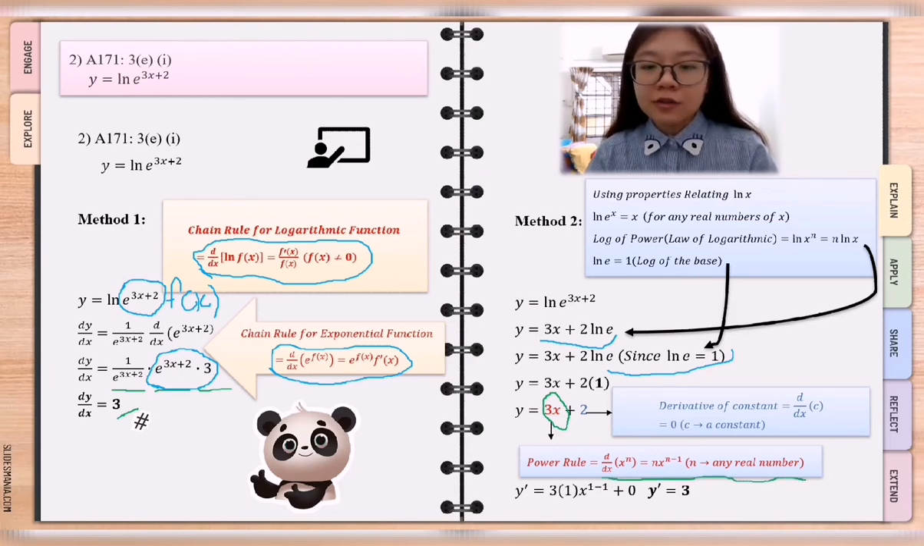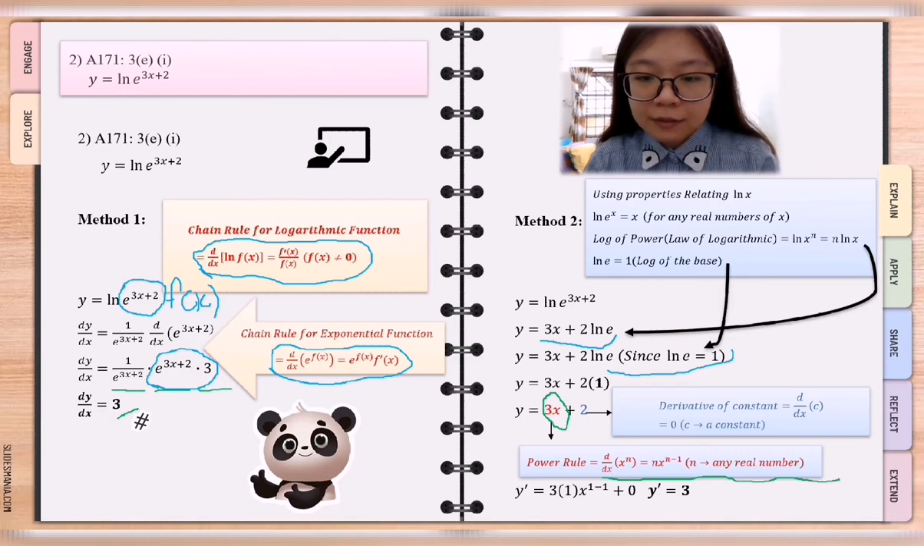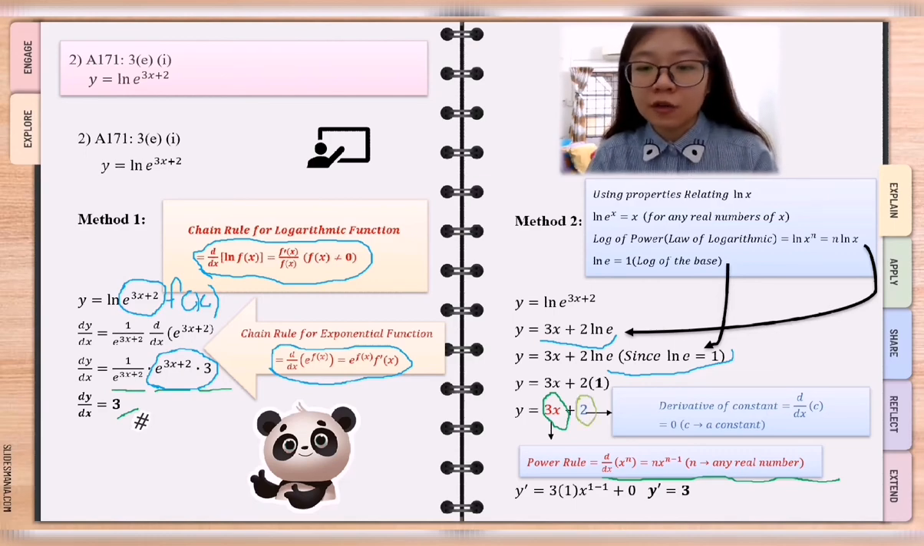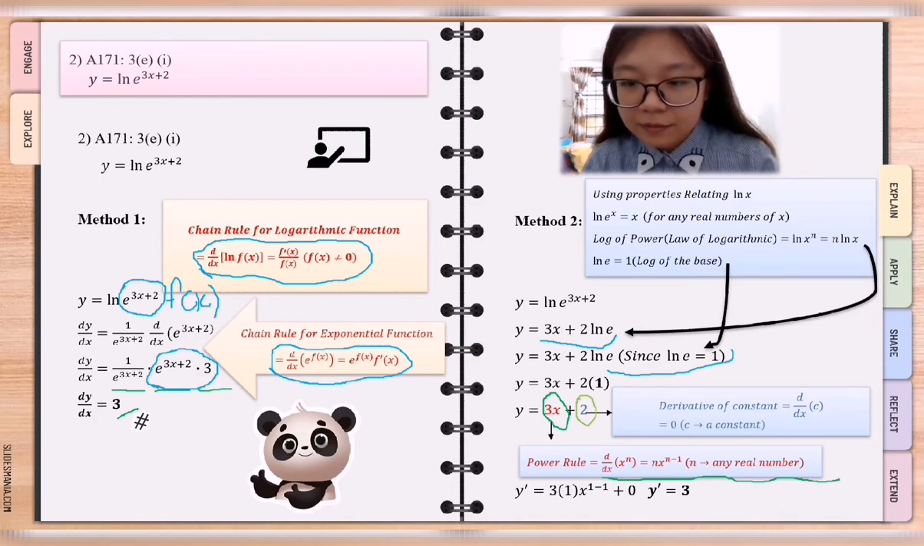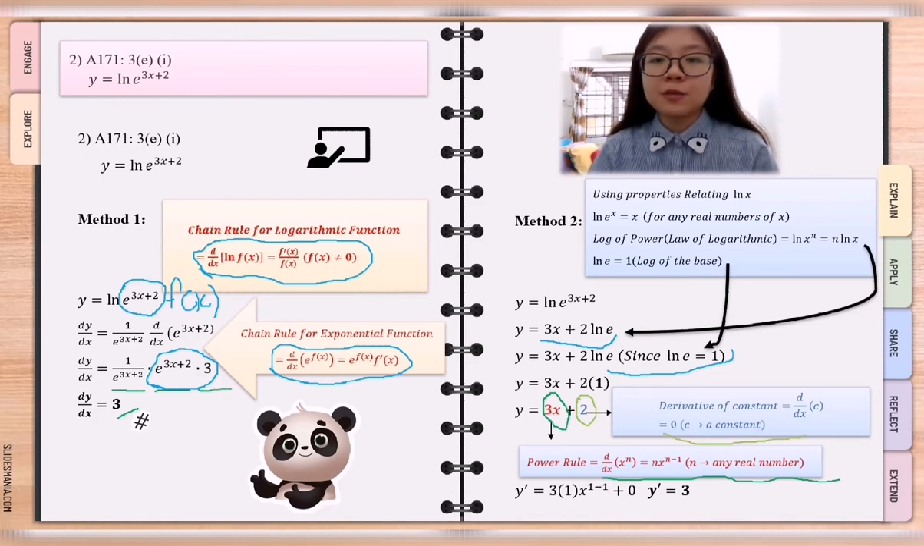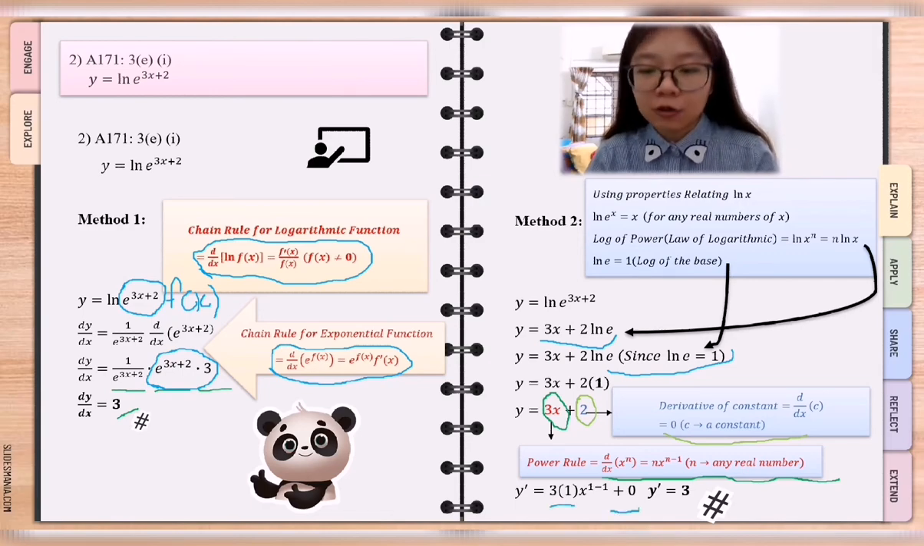Furthermore, I use the derivative of constant to differentiate the number 2 here. The formula of derivative of constant is like this, which means that the derivative of a constant function is equal to 0. Therefore, in order to get the final answer, with 3 plus 0, we can get the final answer of y prime equal to 3.